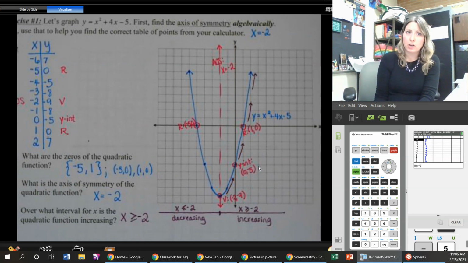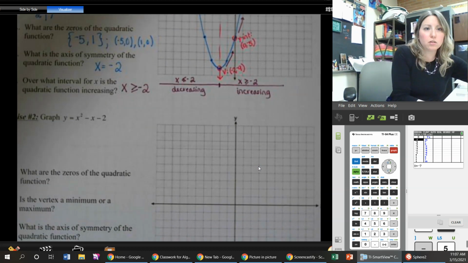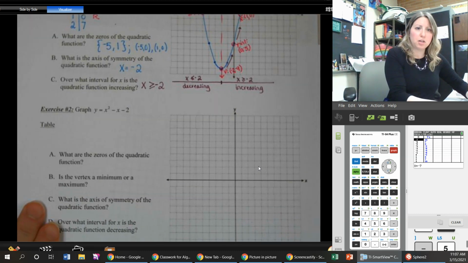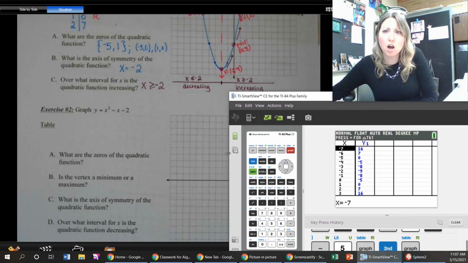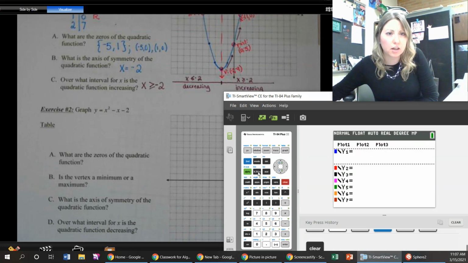Let's do this again. New parabola, new look. Here we go. Exercise 2. I'll do the table horizontally this time. Okay, so let's take a peek. Well, it doesn't say that I need to start by finding the axis of symmetry algebraically. So let's just plug into our graphing calculator. So y equals, erase what we already had, and let's plug in. It's in standard form. Let's go. X squared minus x minus 2. Plug that in. Press graph to see it.